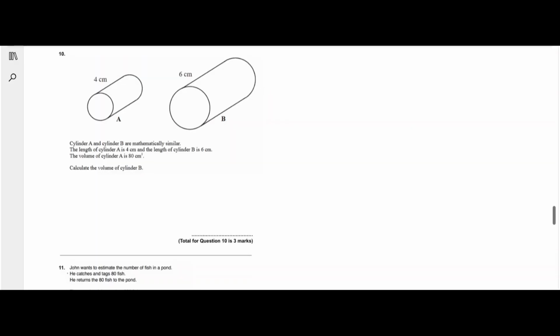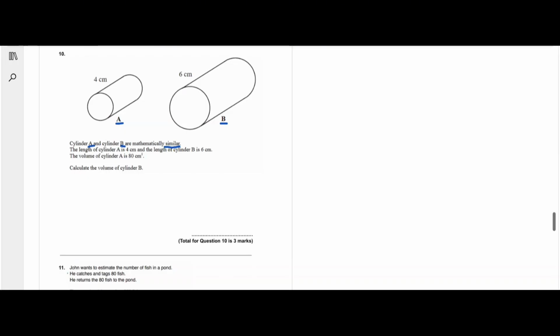So we're now on to question 10. You have cylinder A and cylinder B. We can see that in the diagram they are mathematically similar. Now, similar shapes have been on the exam every year for the past 4 years, so it's highly likely to be on there. I know there was a similar shapes question on paper 1, but it often comes up more than once, having looked at the pattern over the last 4 years.